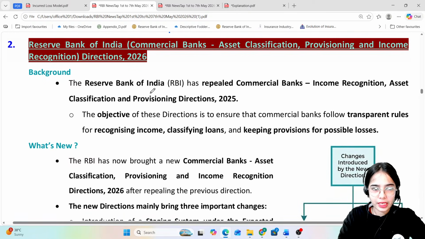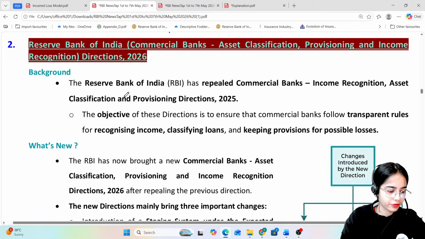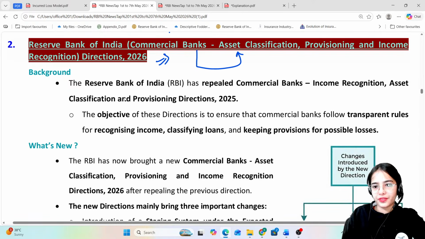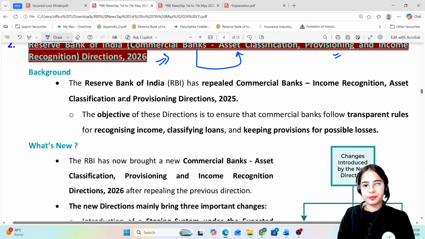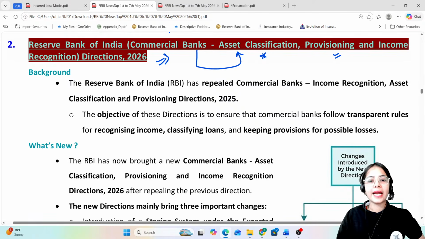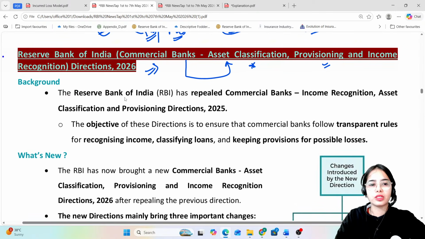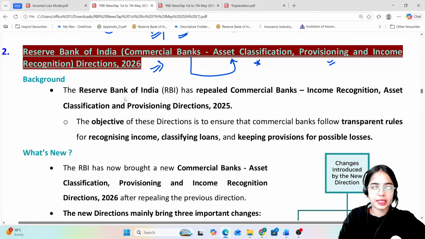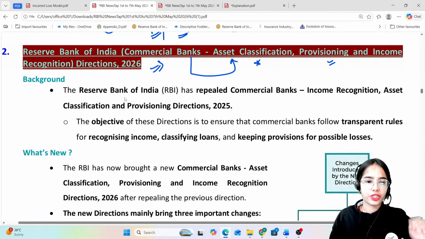Now, coming to the next article, which is regarding asset classification. The Reserve Bank of India Commercial Banks Asset Classification, Provisioning and Income Recognition Directions 2026. Today we are going to focus on the asset classification, and in the next session we are going to focus on income recognition and such. So right now, let's start with the asset classification.